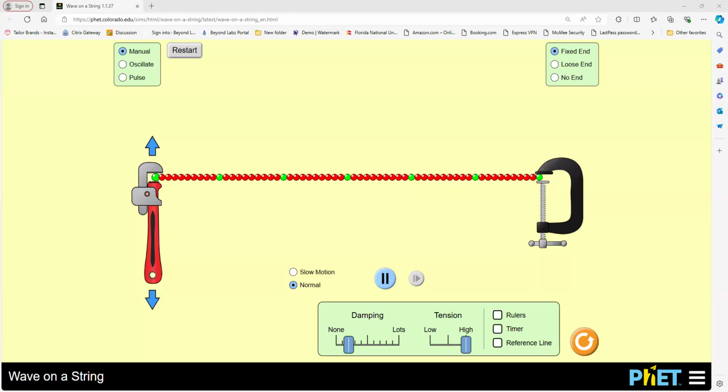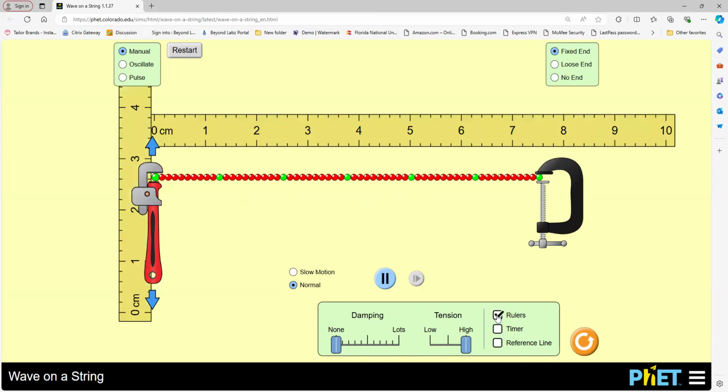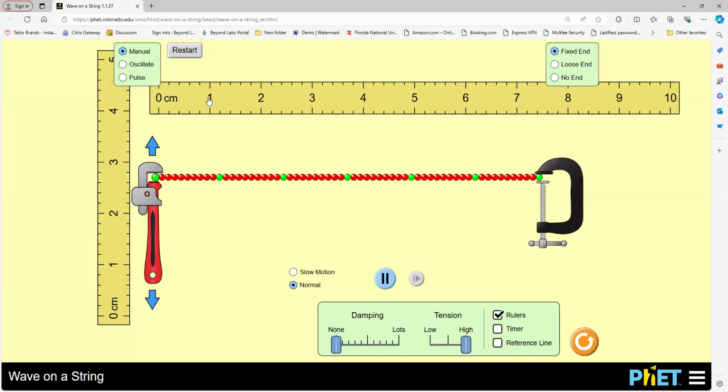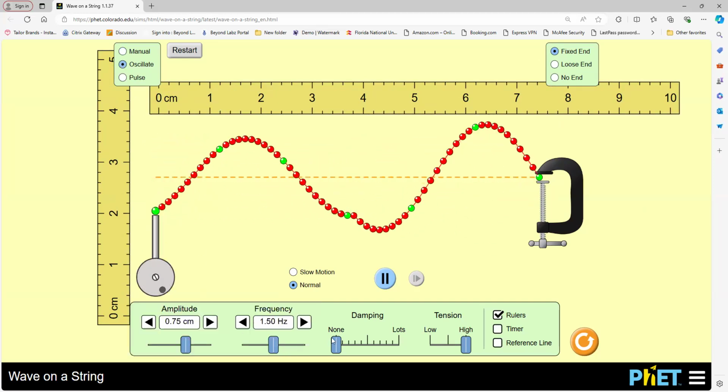So when you go over the experiment, that is this lab 5.1, they ask you to put the damping in 0, in none, and they say just to put the tension of the string in high. And well, we're going to activate the rulers, okay? And we're going also to use a fixed end, and we're going to use oscillate. So we're going to make this oscillate.